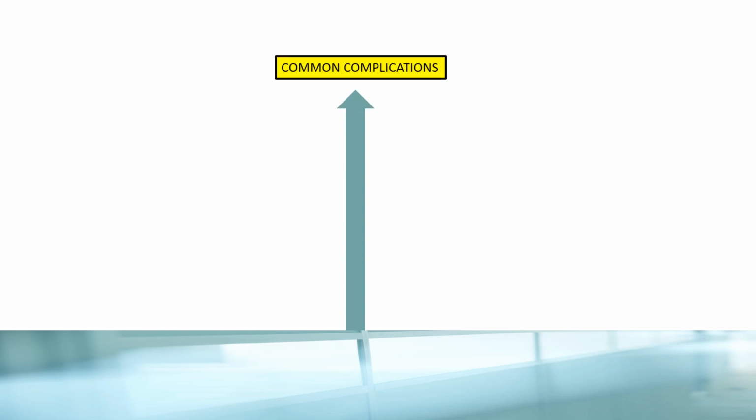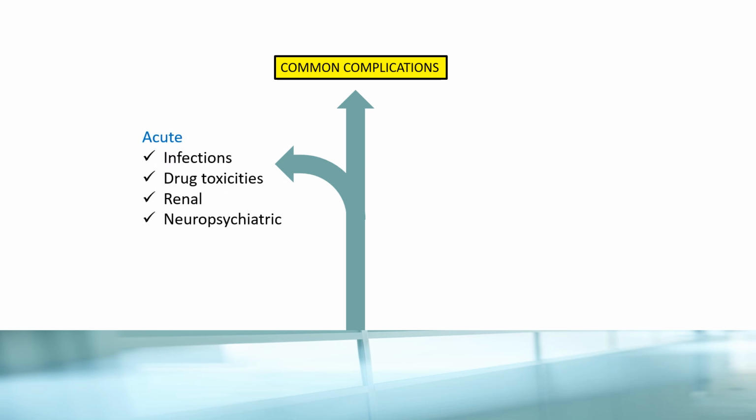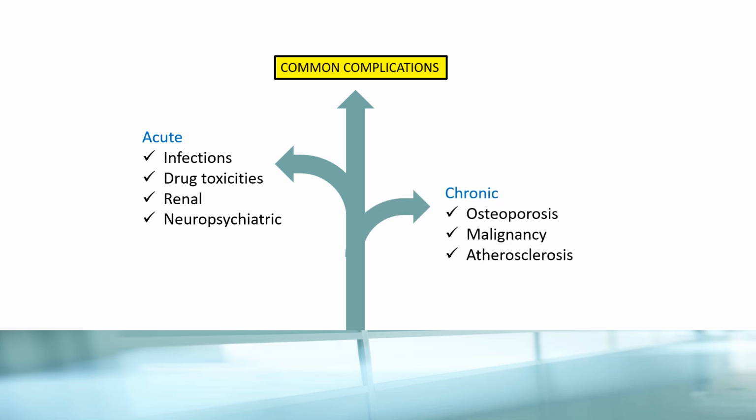What are the common complications which we encounter in patients with SLE? They can be acute or chronic. Acute complications include infections, drug toxicities, renal complications, neuropsychiatric complications, and chronic complications include osteoporosis, malignancy, and atherosclerosis.